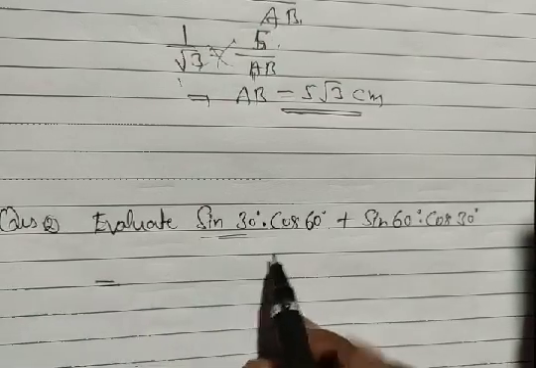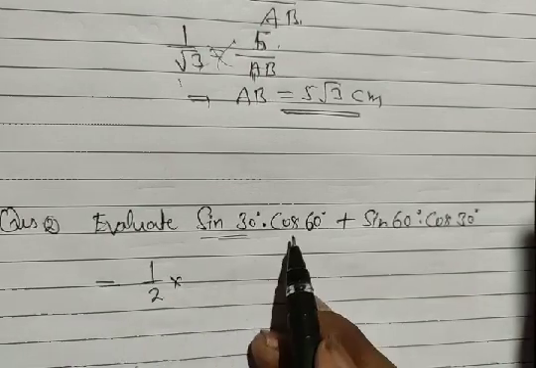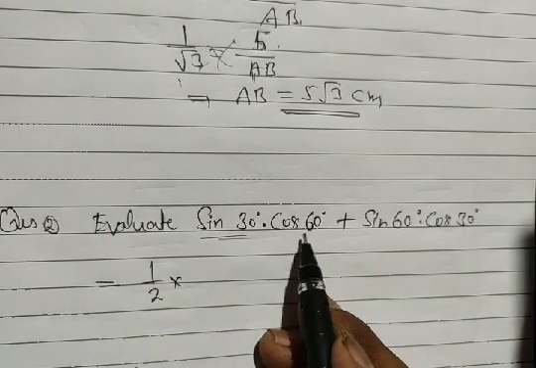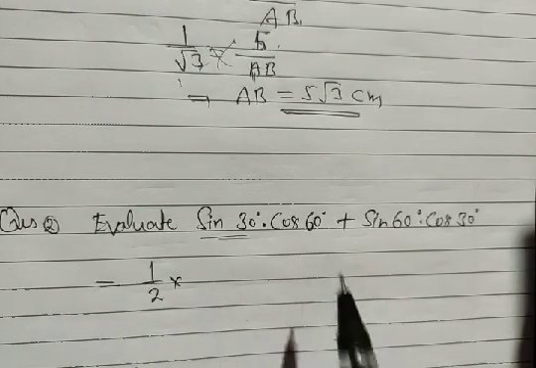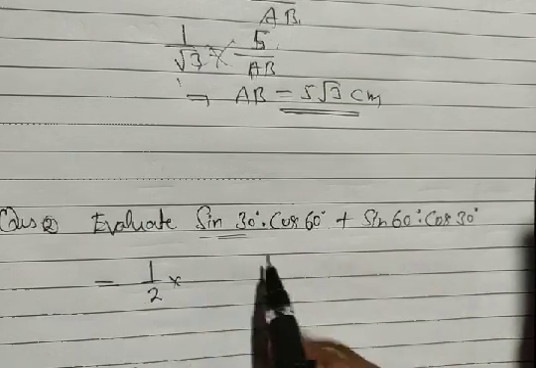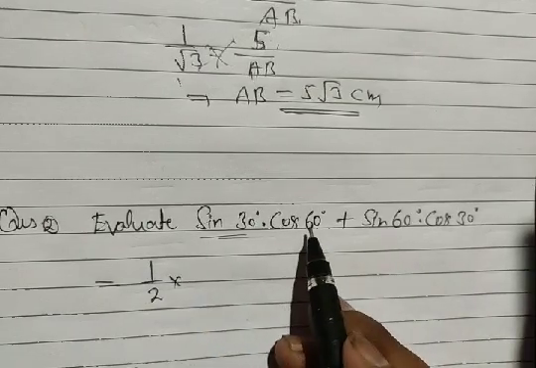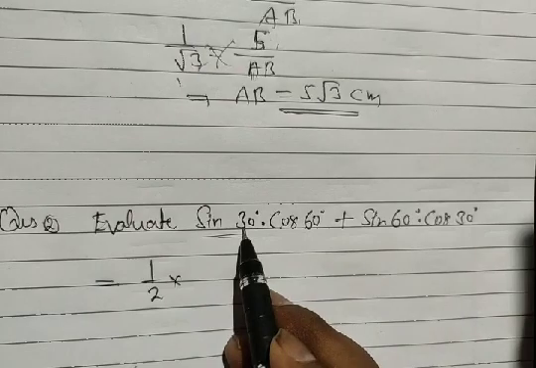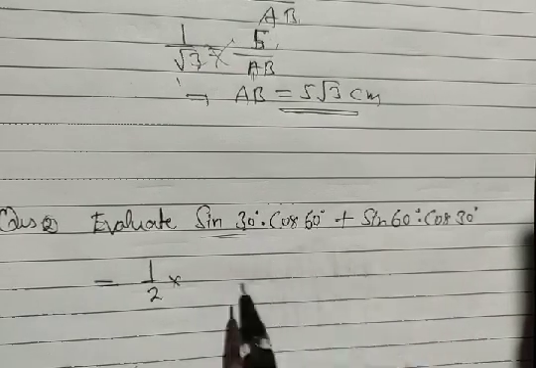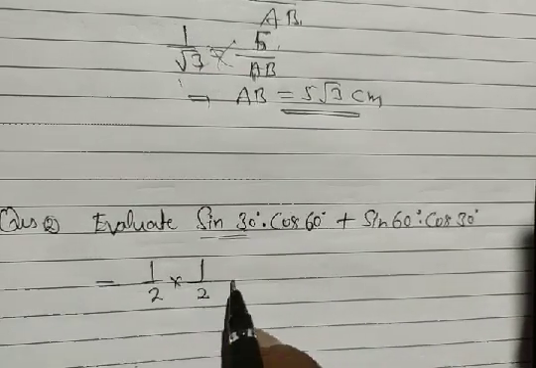What is the value of sine 30? We have 1 by 2. What is the value of cos 60? Sine 30 and cos 60, we have already told you in your chart, are complementary to each other. The same value as sine 30 is what cos 60 has, and cos 60 is 1 by 2.